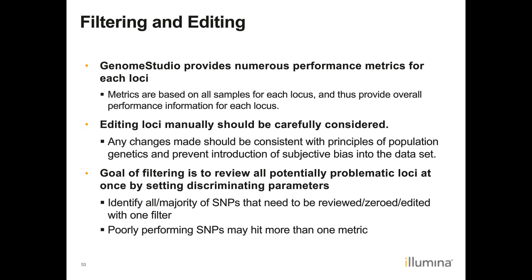You can go into dbSNP at the NCBI website, looking up an rs number to see if the populations that are listed there show minor allele frequency distributions similar to the data that you're observing in your project. Now, filtering is intended to review all the potentially problematic loci by setting discrimination parameters. And let me show you what I mean.